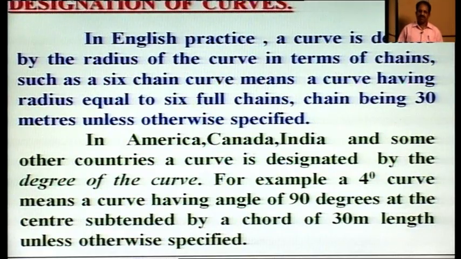In English practice, or in English countries, a curve is defined by the radius of the curve in terms of chains.